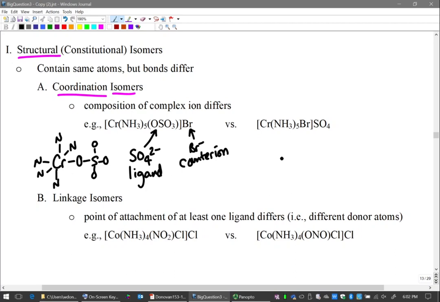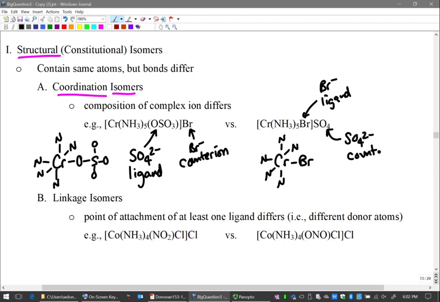The other compound has the chromium bonded to, again, 5 ammonias, but covalently bonded to a bromide ion. Here, the bromide ion is a ligand, which I wanted to write the first time, which was wrong. And the sulfate ion here is a counterion now. It's not covalently bonded to chromium anymore in the second compound. So these are totally different compounds, right? One of them has a chromium-bromine covalent bond. The first one has a chromium-oxygen covalent bond in it.